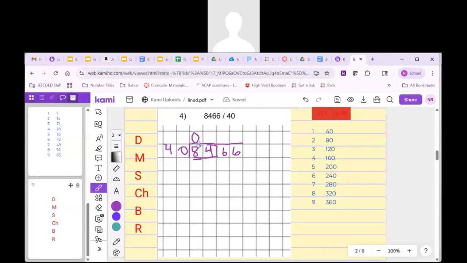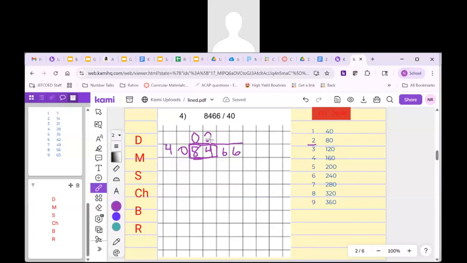Put a box around the 84 because that is more than 40, so I can divide it. So let me go over here and look for 84. Nope, nope, nope. There's 80, and there's nothing between 80 and 120. 120 is too much, so I'm going to have to use the 2. Yes, put a 2.